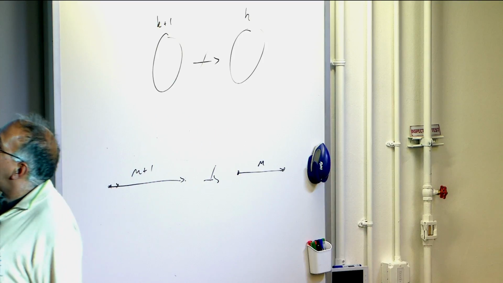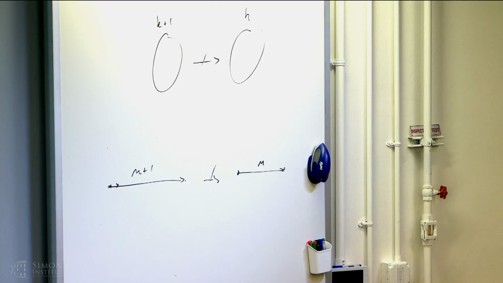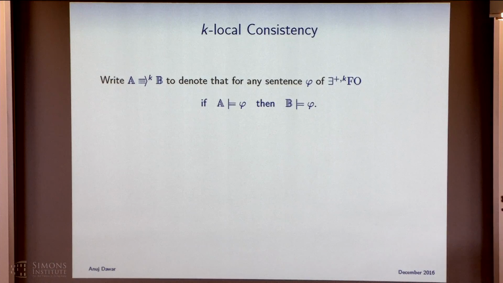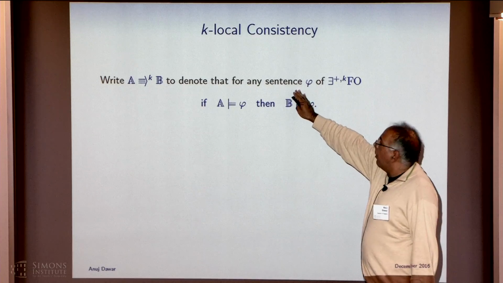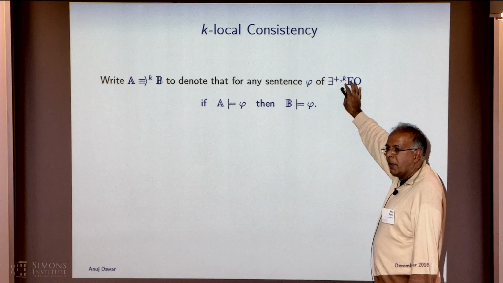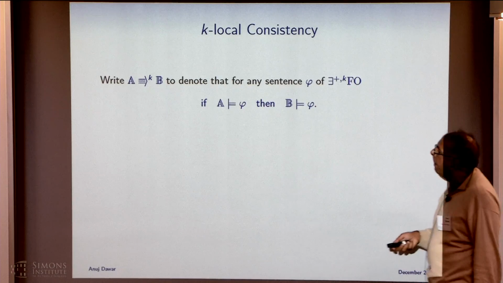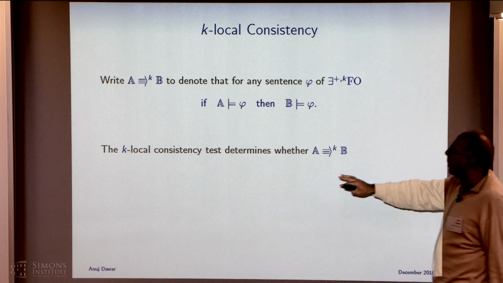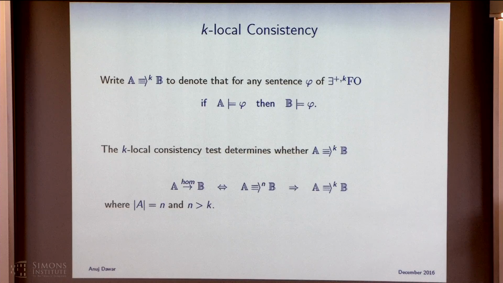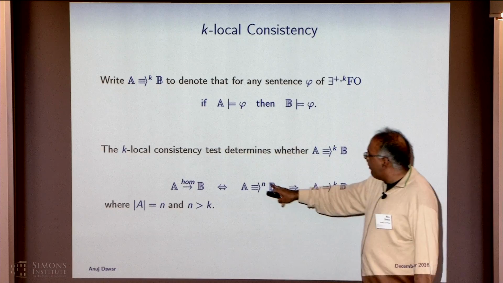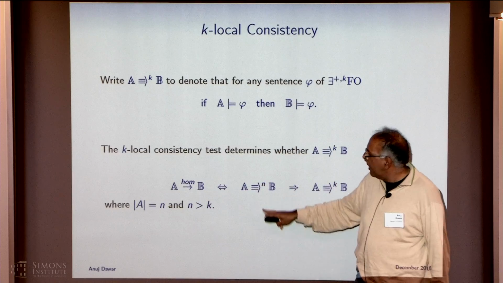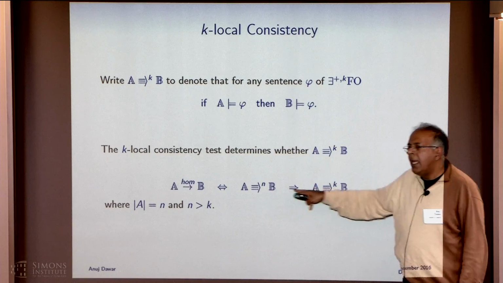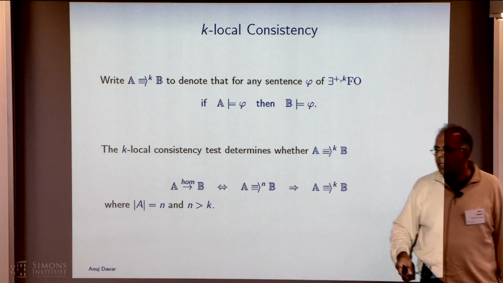Now, I write this relation to say that, between A and B we have a k local consistency map, or more formally, for any sentence of existential positive logic using only k variables, if it's true in A, it's true in B. Okay? And so algorithmically, the k local consistency test is a test for this relation. Clearly, if I take k to be big enough, say the size of A, then that's equivalent to saying there's a homomorphism. For smaller values of k, this implies it, but not necessarily the other way around.